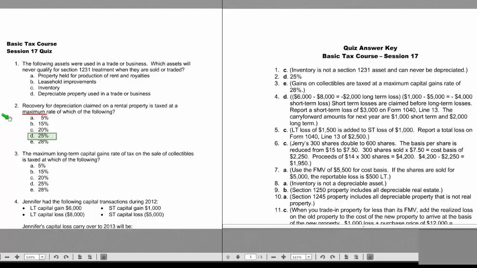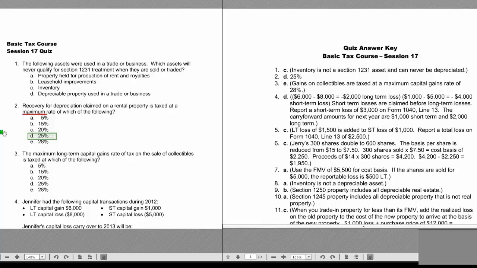We're going to begin Session 18 with a review of the Session 17 quiz answer key, beginning with question number 2. Recovery for depreciation claimed on a rental property is taxed at a maximum rate of which of the following? As you recall in our review of the Session 15-16 quiz, I mentioned that when you sell real estate, any depreciation you recover on that is taxed as a capital gain, and the maximum rate is 25%. And of course, I've said it more than in that review. It's been discussed in the lectures as well, but this particular quiz problem is coming back to that concept.